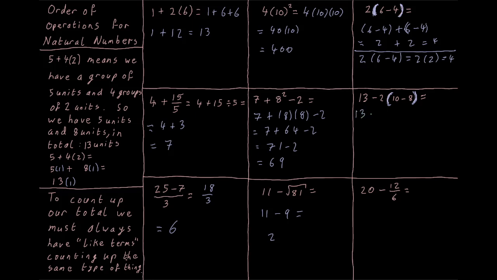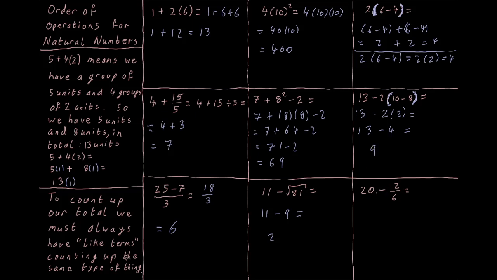So we can say 13 minus 2, 10 minus 8 is 2. So we have 13 minus 2 groups of 2. Well, in total then we'd be taking away 4 units. Taking away 2 groups of 2 is the same as taking away 4 ones or 4 units. So we have 13 minus 4, and 13 minus 4 is going to be 9.